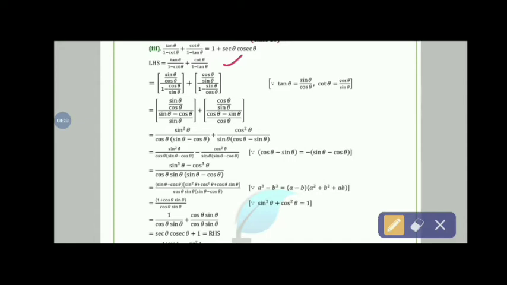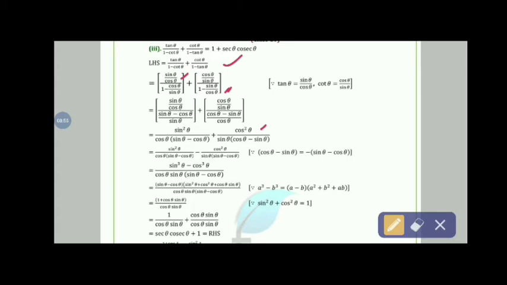So sin theta upon cos theta whole over 1 minus cos theta over sin theta, then plus cos theta over sin theta over 1 minus sin theta over cos theta. Which means we have sin theta over cos theta whole over (sin theta minus cos theta) over sin theta, and cos theta over sin theta whole over (cos theta minus sin theta) over cos theta. So we have taken the LCM here with the denominator. So this can be written as sin square theta over cos theta into (sin theta minus cos theta), plus cos square theta over sin theta into (cos theta minus sin theta) with the bracket.